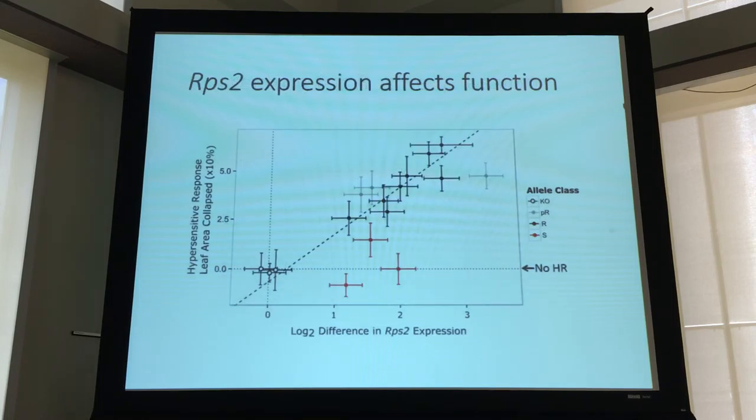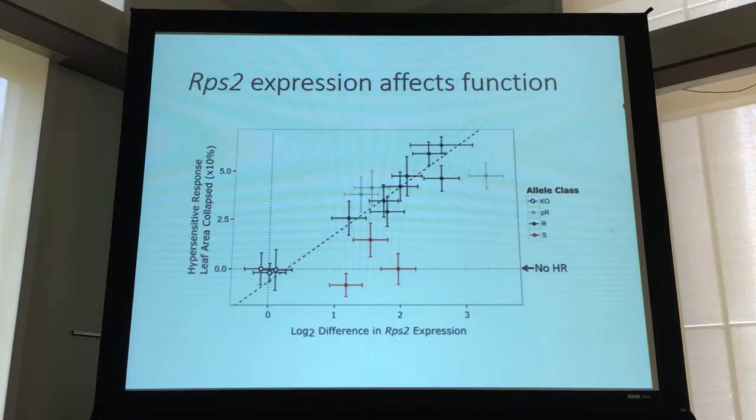Does variation in RPS2 expression level affect function? Well, in the presence of pathogen, it absolutely does. This is the only slide I'm going to show you that's in the presence of pathogen today. On the y-axis here, we have a measure of hypersensitive response, which is a measure of how RPS2 is responding to the pathogen. You can see that for the resistant lines, there is a significant relationship between the expression level at this time point and hypersensitive response, where there's not that relationship for susceptible alleles, but we wouldn't expect to see that.